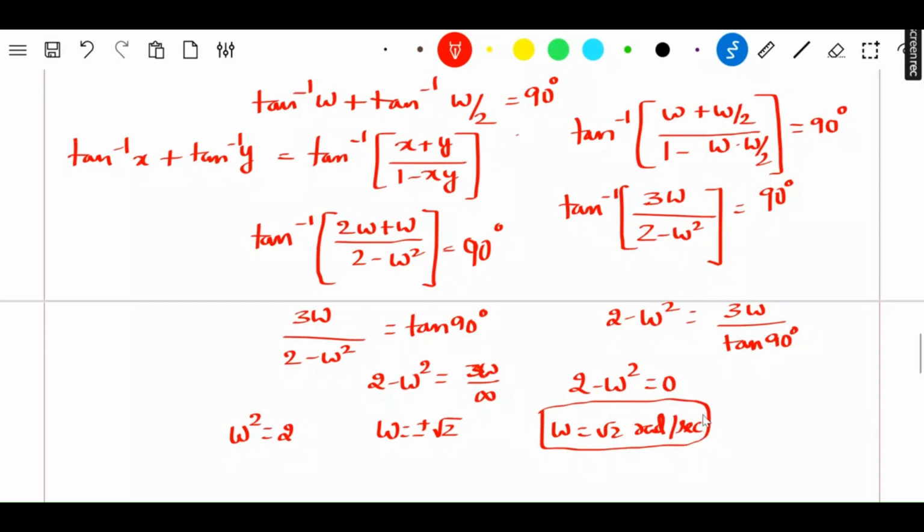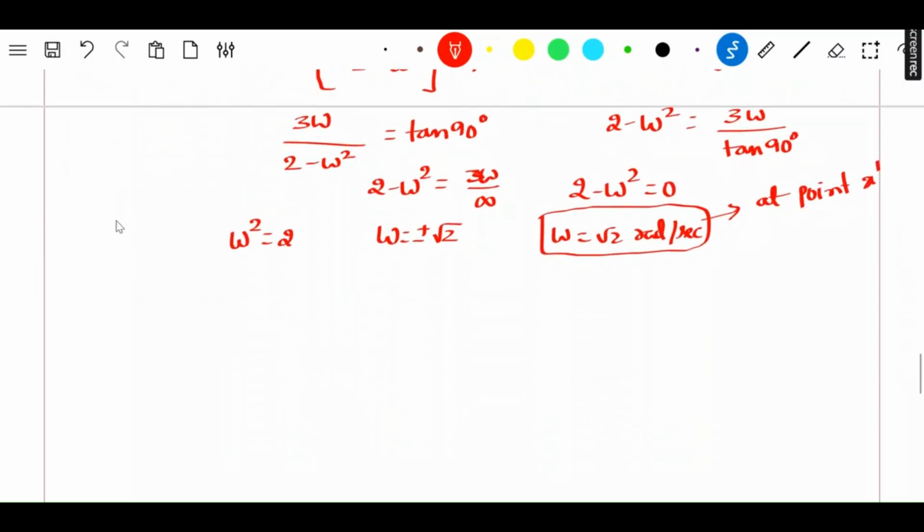Where this is the omega at point x dash. At point x dash, the omega is root 2. Now, find out the magnitude at point x dash. So we need to go with the magnitude of j omega into h of j omega.